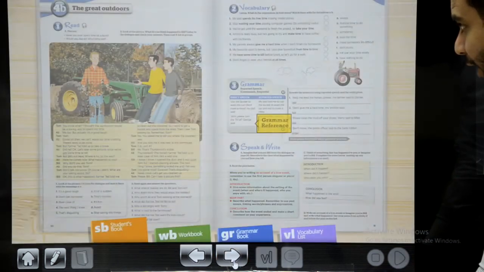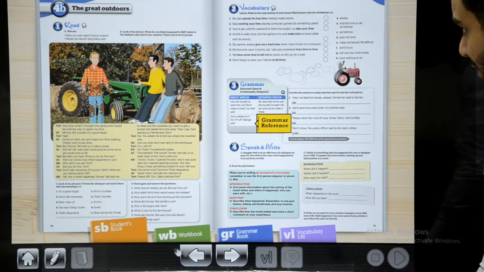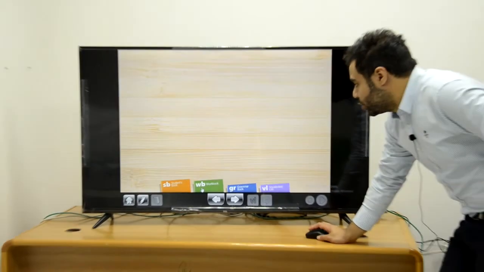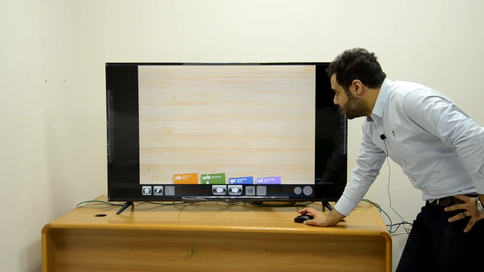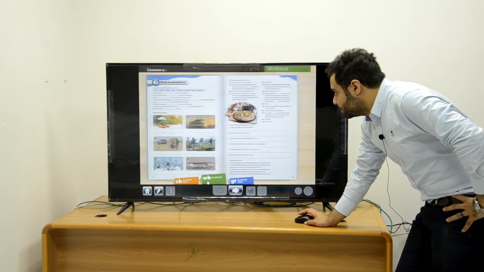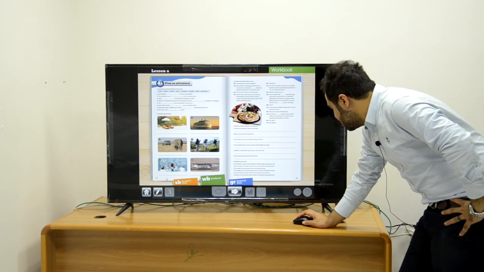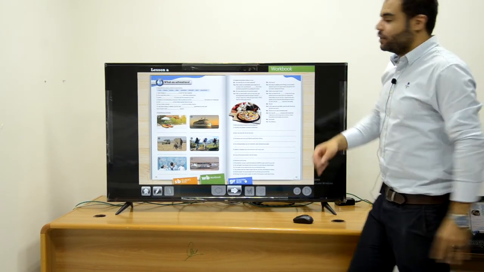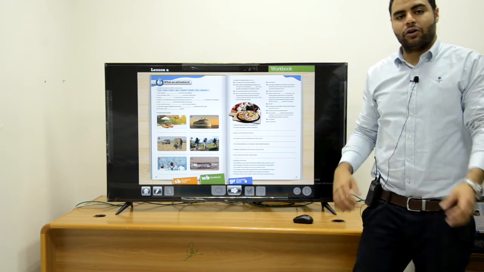I believe that this is the end of today's lesson, and please check your workbook for homework. Page, let's see, this is page 108. 108 and 109, both of them are homework.